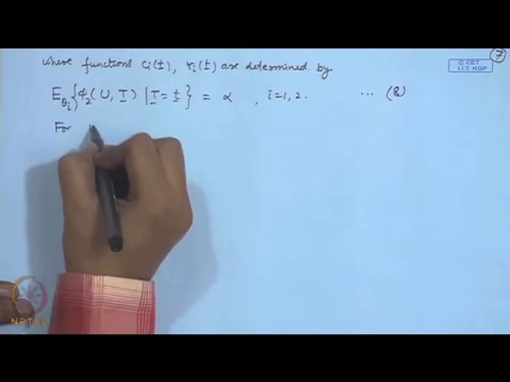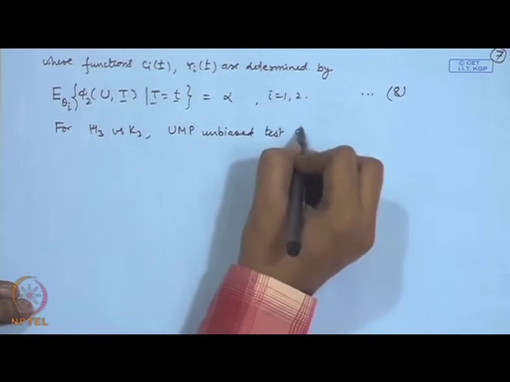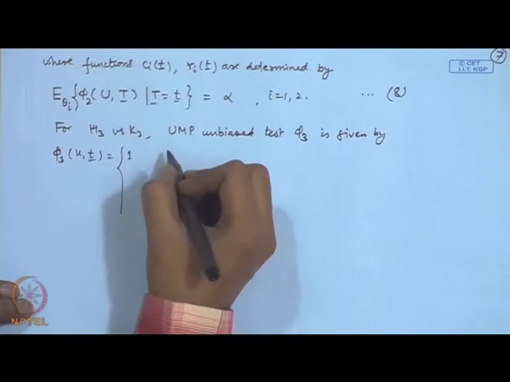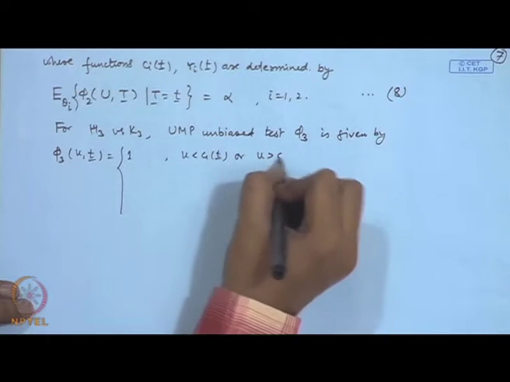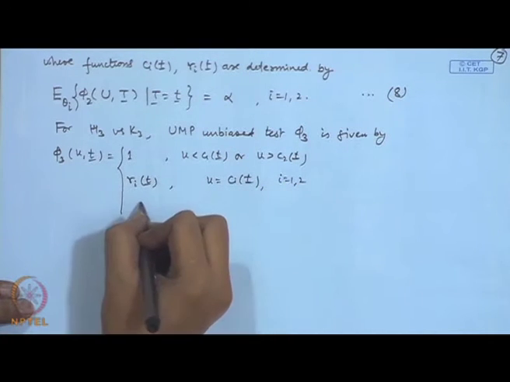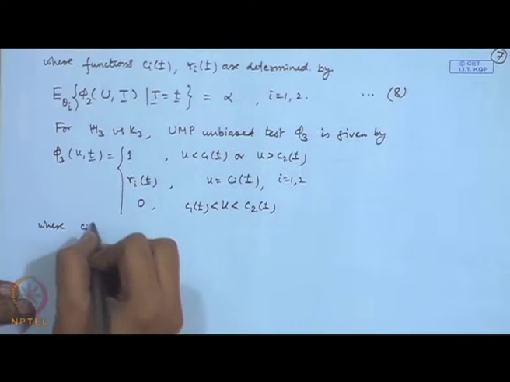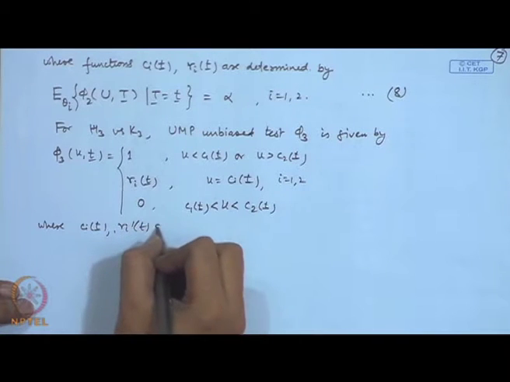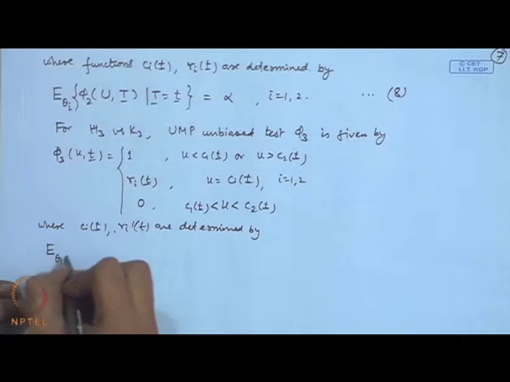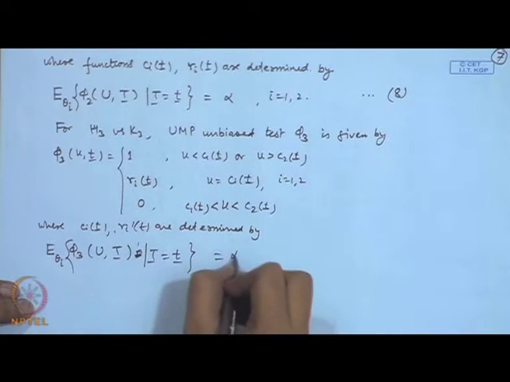So, for H 3 versus K 3, the UMP unbiased test phi 3 is given by, that is equal to 1 for u less than C 1 of t or u greater than C 2 of t, it is equal to gamma i of t if u is equal to C i of t for i equal to 1, 2, and it is equal to 0 when u is lying between C 1 and C 2, where once again these things are determined by expectation of theta i phi 3 of (u, t) given T equal to t, this is equal to alpha for i equal to 1, 2.